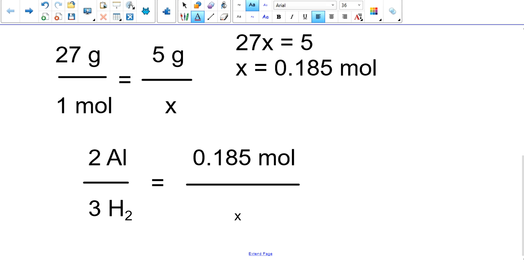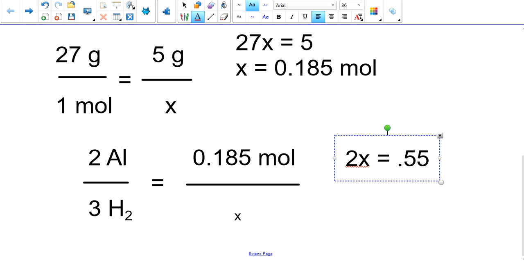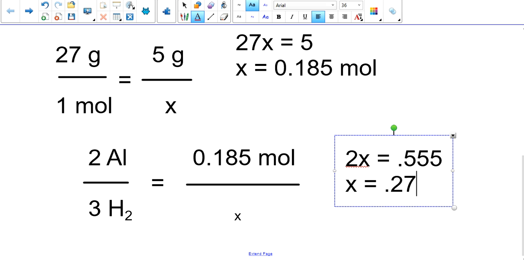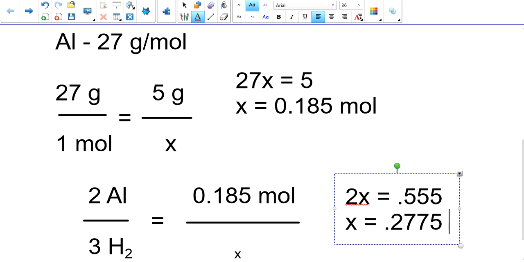Well, you cross multiply. 2x, because 2 times x is 2x, is equal to 0.185 times 3. That is, according to my calculator, 0.555. Well, then how do I solve for x? Well, then I divide both sides by 2. That is equal to 0.2775 moles. That's how many moles there are.